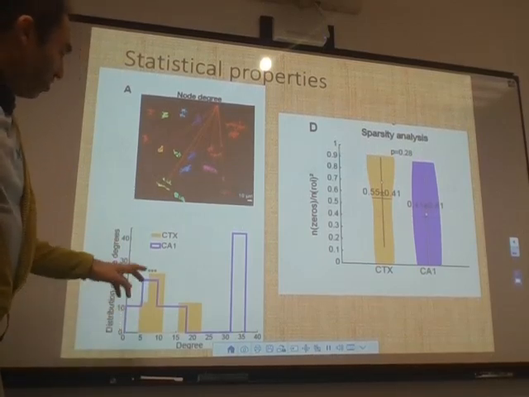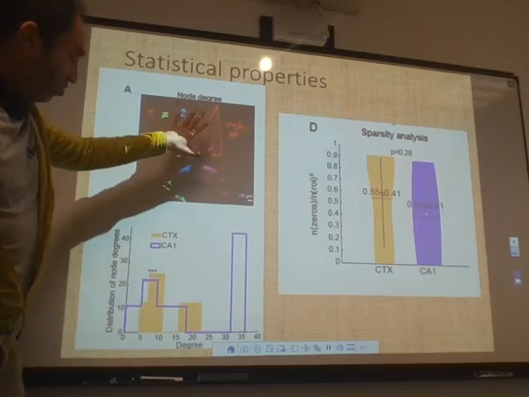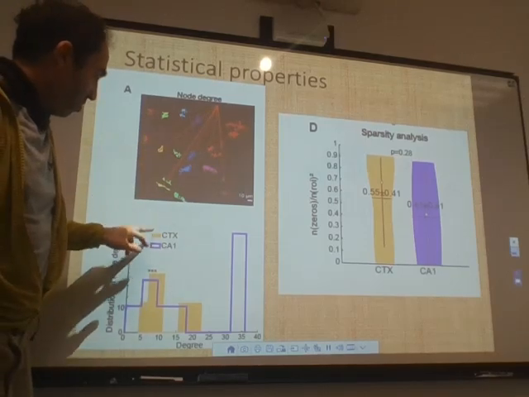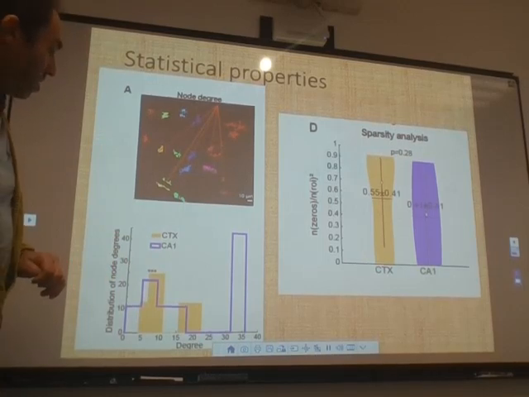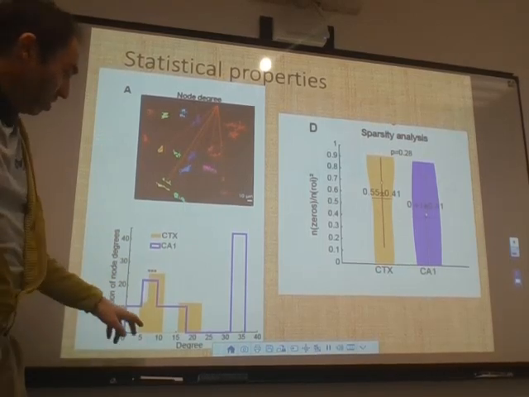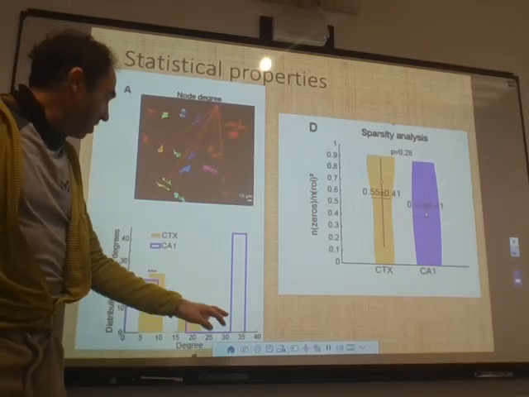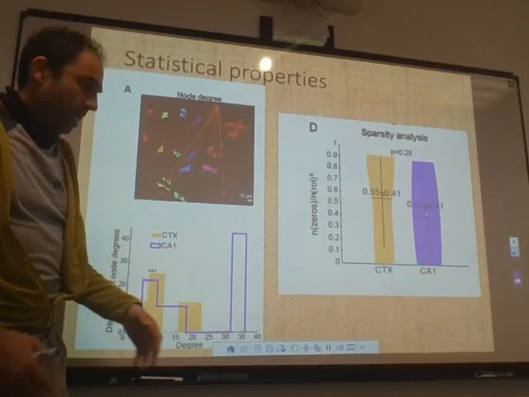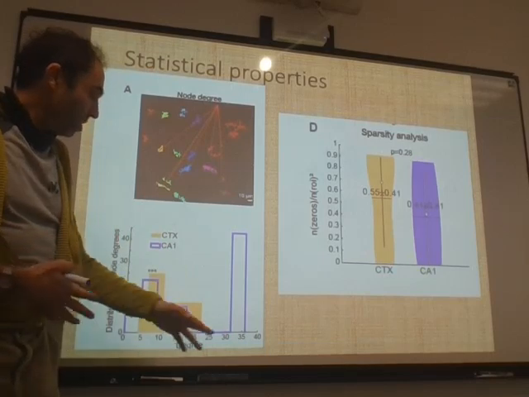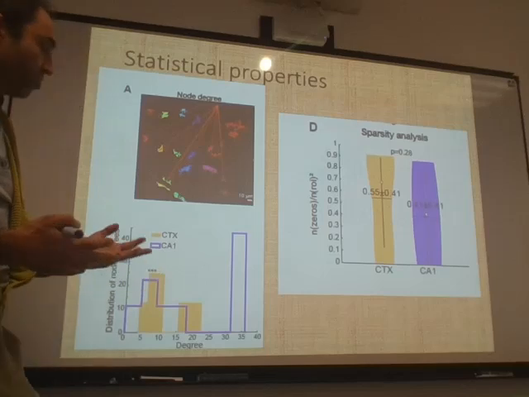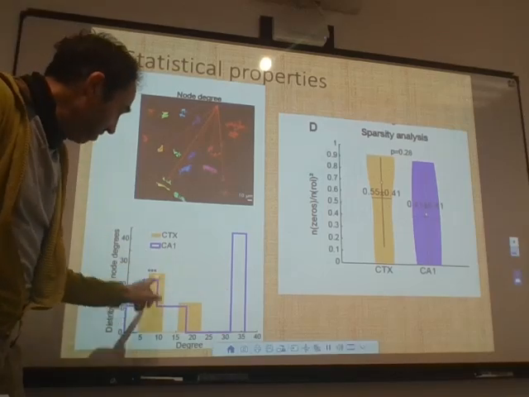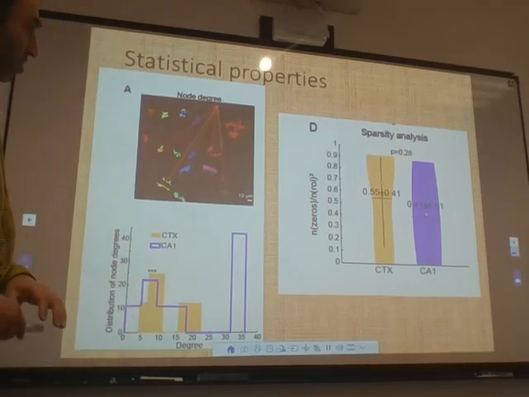And so when we looked at their distribution, the cortex versus the hippocampus, the CA1 region, that's what you see. You see that in the CA1, the distribution of astrocytes that are heavily connected is very different from what you see in the cortex.